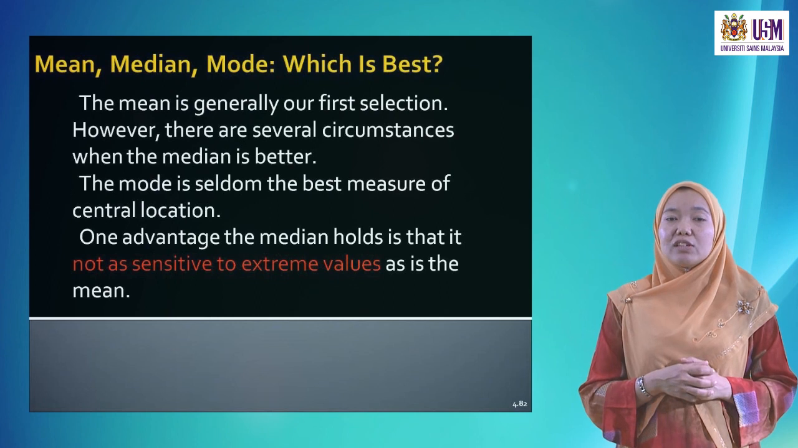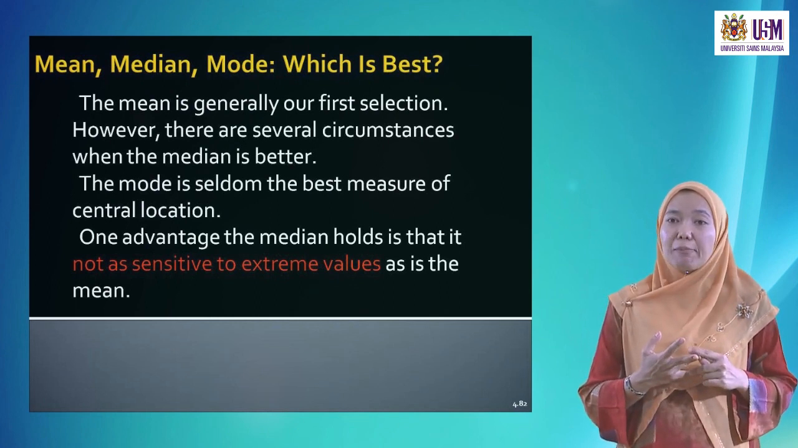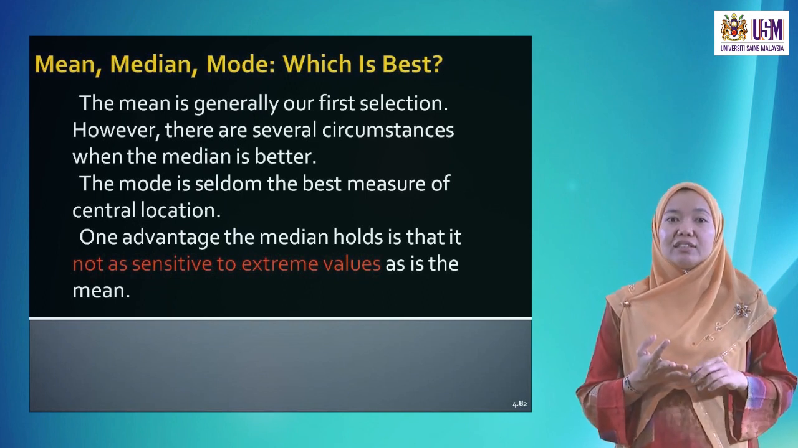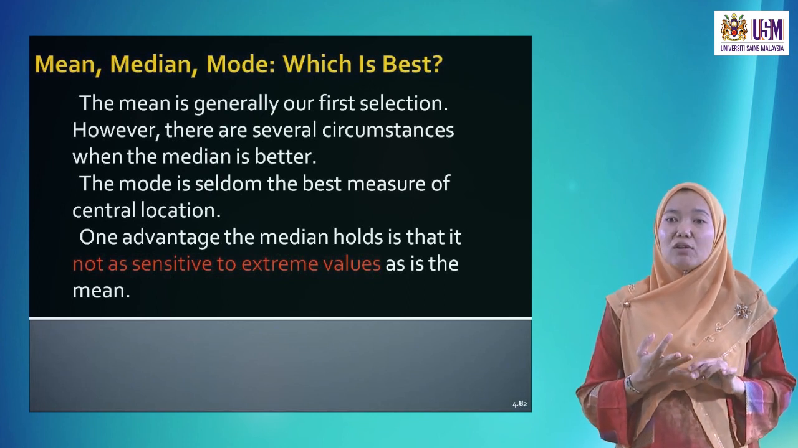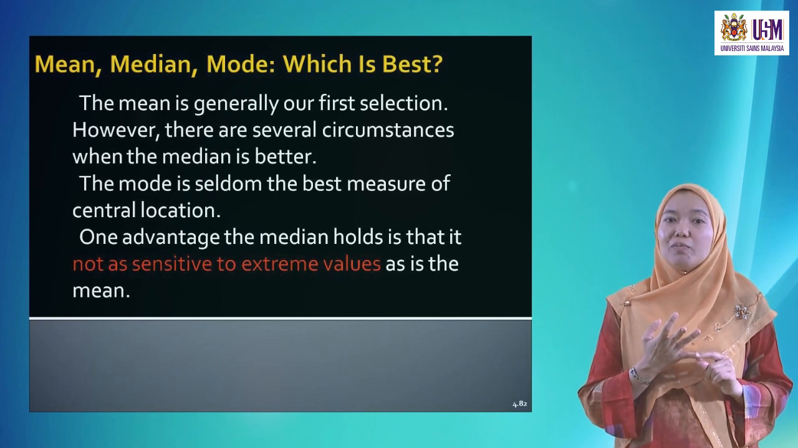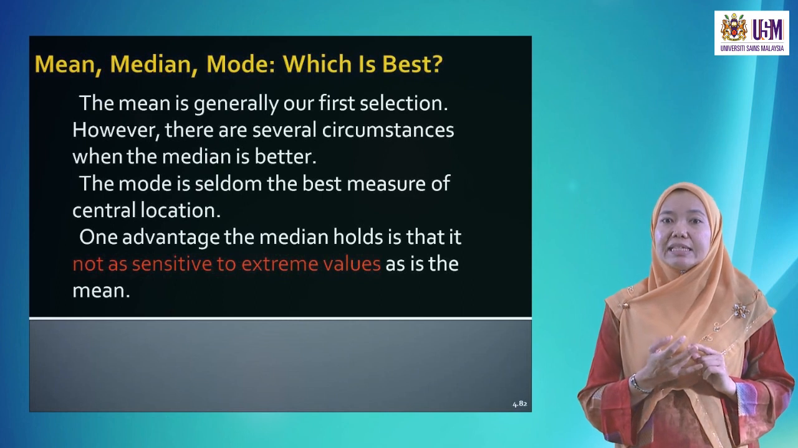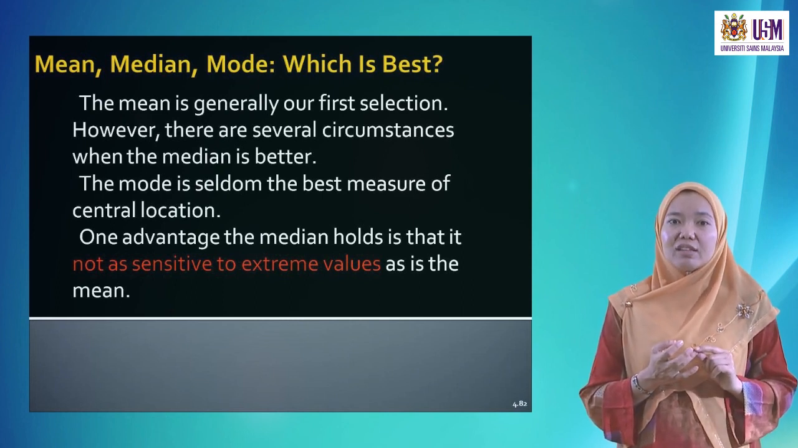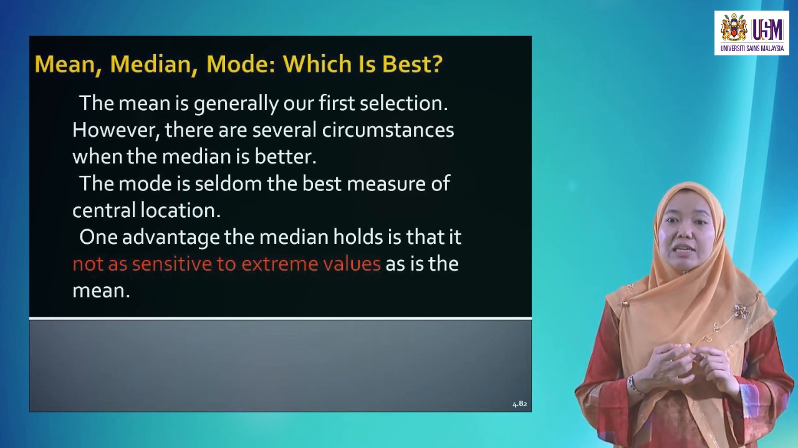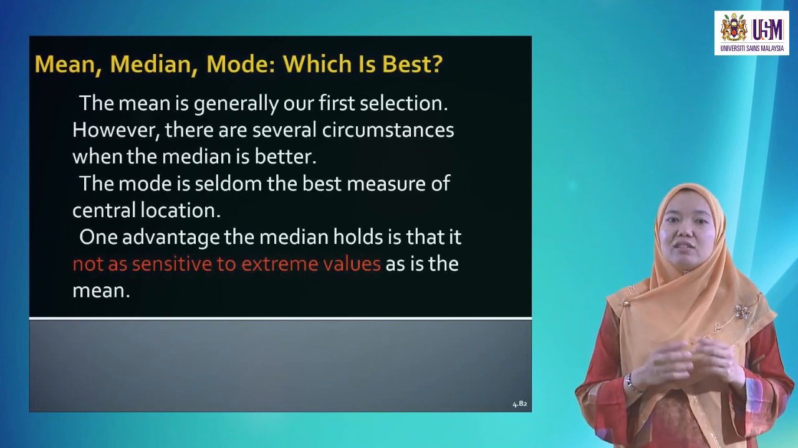When it comes to the three measures of central location, between mean, median, and mode, which is the best? The answer to that question is, first, the mean is generally our first selection. There are reasons for that; I leave it for you to find out. However, there are several circumstances when the median is better. The mode is seldom the best measure of central location. One advantage that the median holds is that it is not as sensitive to extreme values as the mean is.